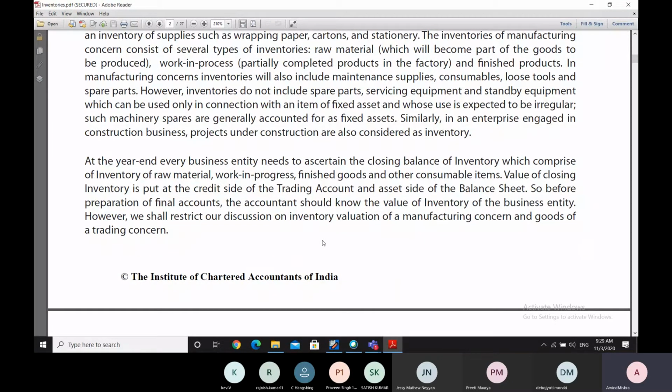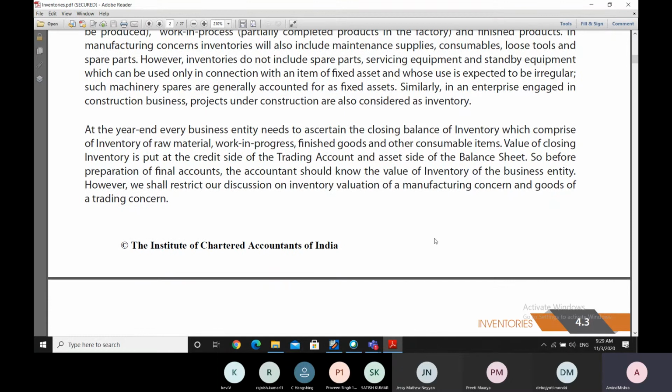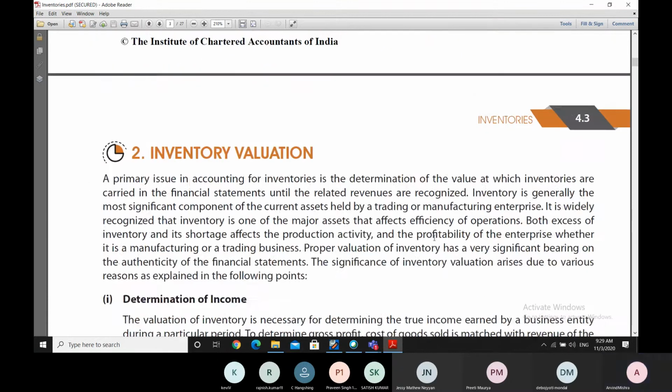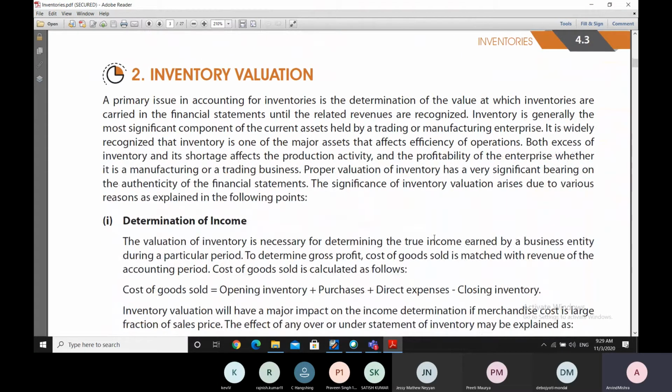So let us go ahead and see how inventory valuation is to be done for a manufacturing concern and for the goods of a trading concern. So coming to inventory valuation, the primary issue in valuing the inventory, or accounting for inventory, is that we have to determine the value at which the inventories are carried in the financial statements until the related revenues are recognized.